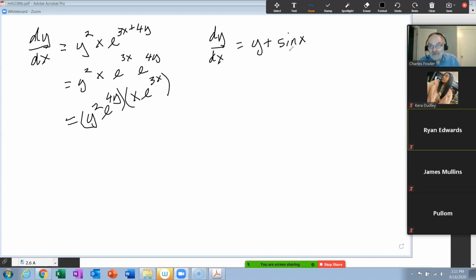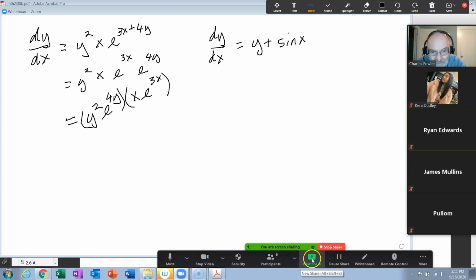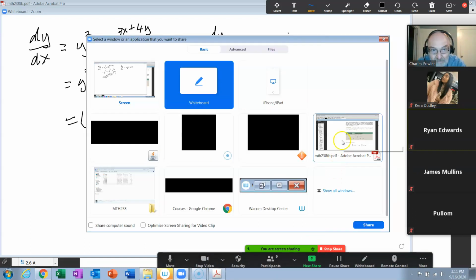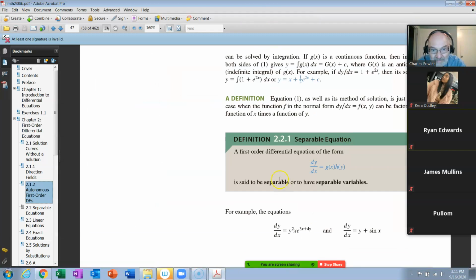Won't happen. You can't do it. So the first of those, even though it's really complicated looking, was a separable differential equation. This one, even though it looks pretty simple, not separable. Now, we'll later learn how to solve that one. That's coming up later. All right. So, let's go back to our book. All right. So the first one here was separable. This one, the simpler looking one, was not.